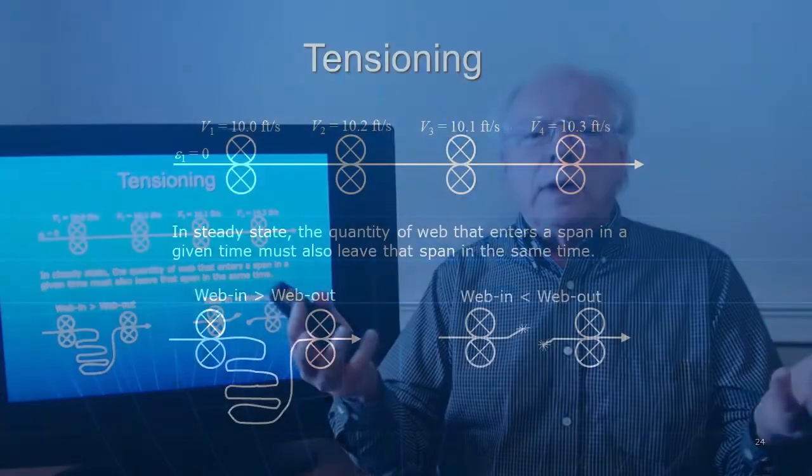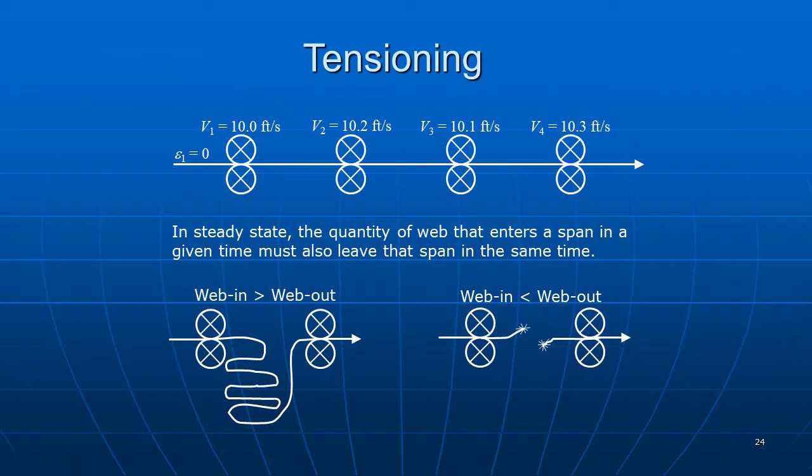So imagine we've got a web path with 4 driven rollers here. I've shown them as nip, but we're just assuming they're in traction. Okay, I have a strain of 0 approaching the first one. We have velocities of 10.0 feet per second, 10.2, 10.1, 10.3 feet per second. This could be inches per second, it could be meters per minute, it doesn't matter what the units are.